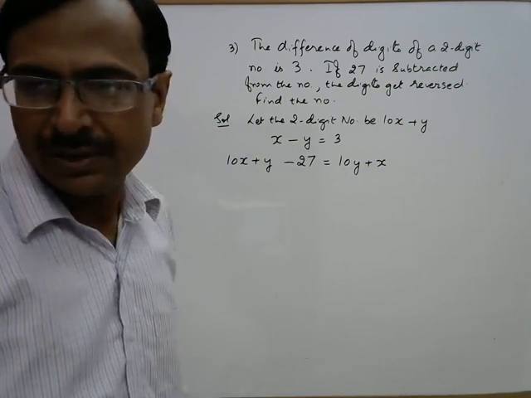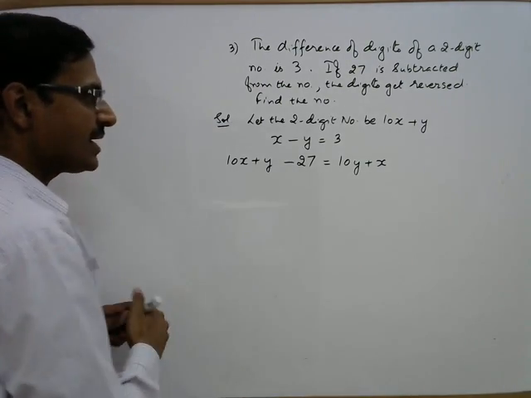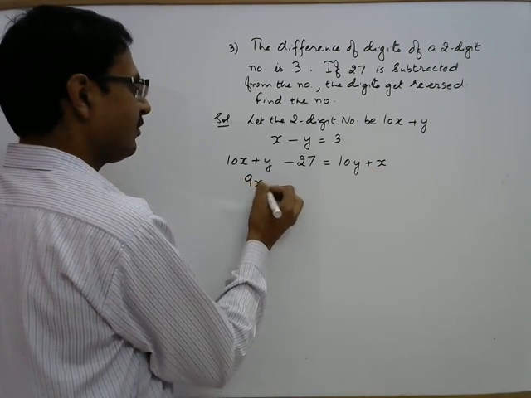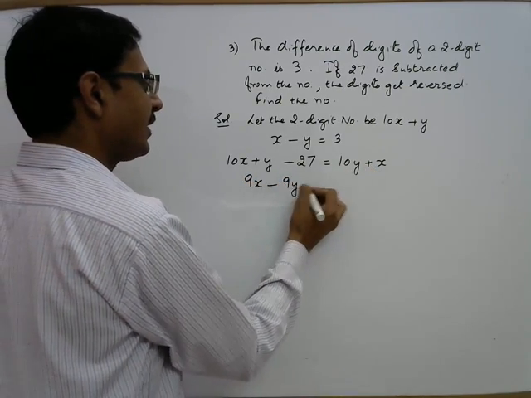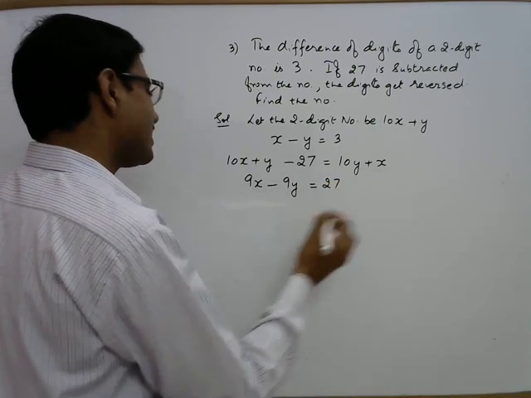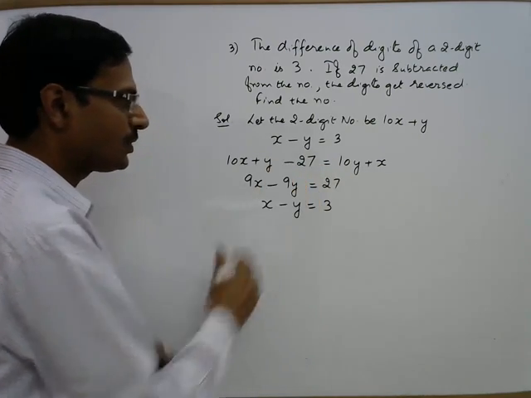Very simple equation. Now bring everything to the left hand side except the constant term. 10x minus x is 9x, y minus 10y is minus 9y, and 27 goes that side, becomes positive 27. We can cancel out the common factor 9 from this, x minus y becomes equal to 3.